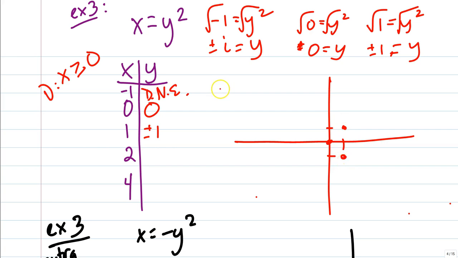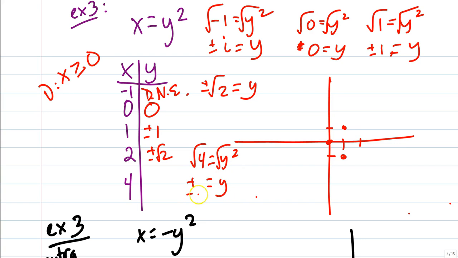2, if I checked it, I would get plus or minus square root of 2. That ain't going to be pretty. So would I check 3 next, right? No, let's choose a number that we're going to get a nice square root of. So how about if I plug in a 4, and I get 4 is equal to y squared, so that y is equal to plus or minus 2. 2, 3, 4, up and down 2.